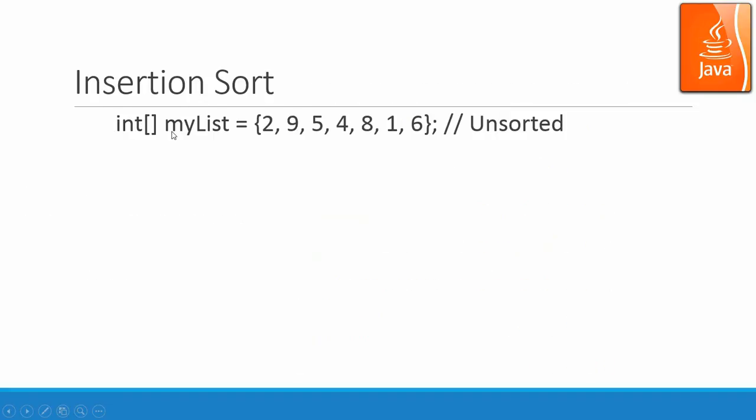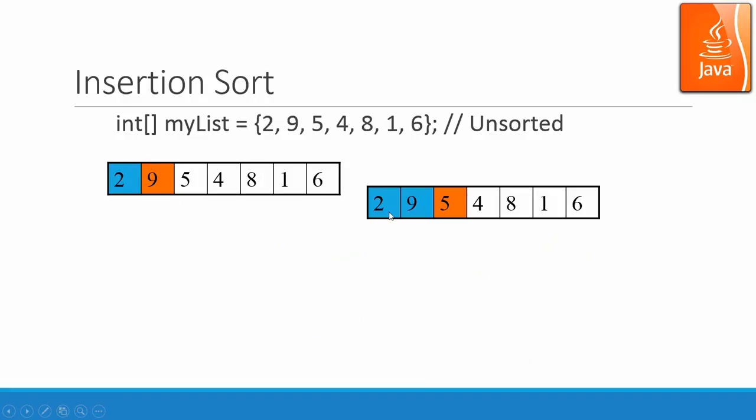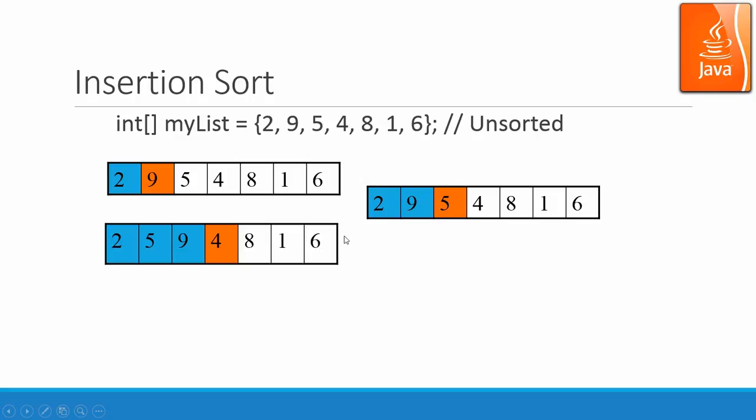Now let's look at how this works. If this array is unsorted, then in the first step, we put the 2 into the sorted part, and then we compare 9. 9 is bigger than 2, so we put 9 after 2. And then the next one, we compare 5, starting from 2. 2 is less than 5, so we compare 5 with 9. 9 is bigger than 5, so we need to insert 5 over here.